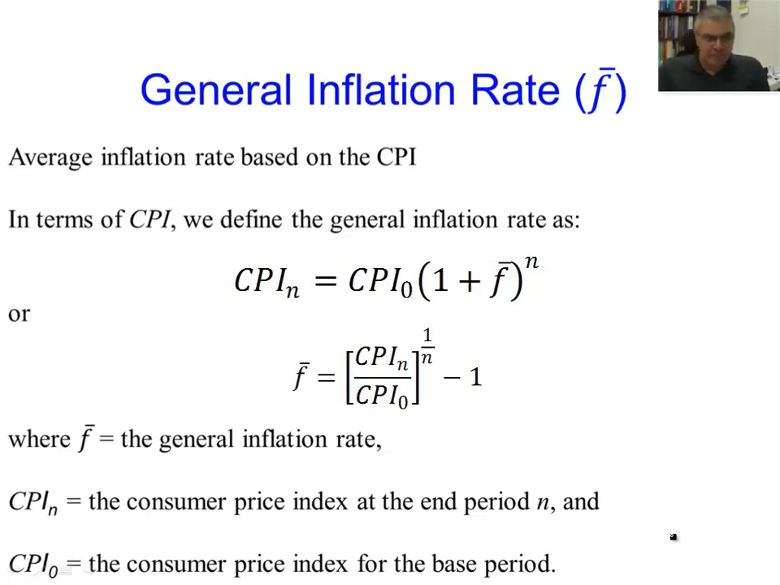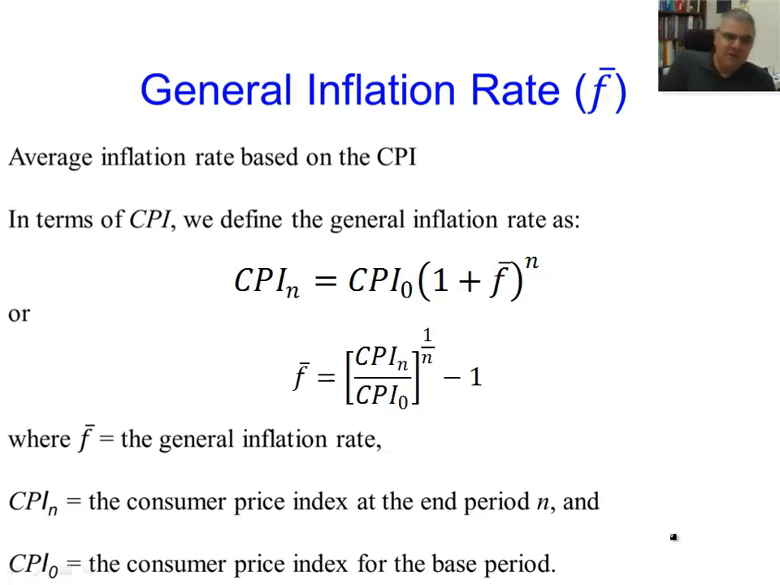So let me show you two ways of measuring inflation rate: general inflation rate, or f bar, again the average inflation rate based on the CPI. In terms of the CPI, we define the general inflation rate as the CPI sub n.